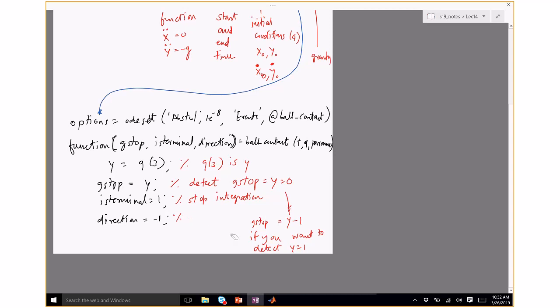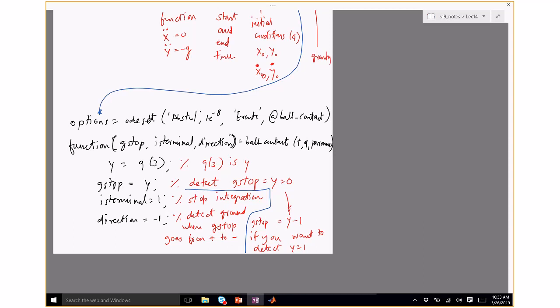So in this case, I've set it to detect the ground when g stop goes from positive to negative. Above the ground, y is positive. Below the ground, y is negative. And the change in y is going to be from positive to negative. So you're telling it to detect contact only when the direction is this way. So if you threw the ball up and you wanted to detect the collision with the ceiling, y is not going to be decreasing, it will be increasing, in which case it will not detect that contact, because this is only set to detect collision that way.